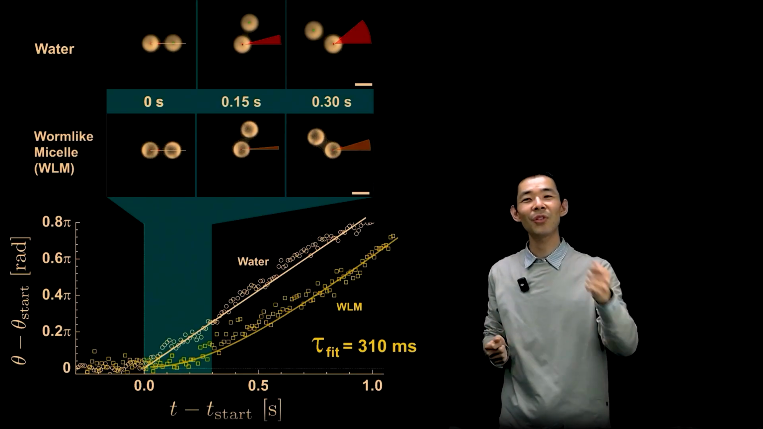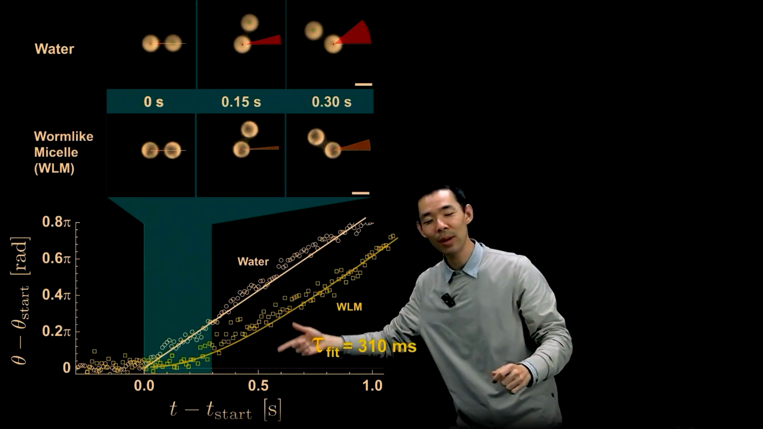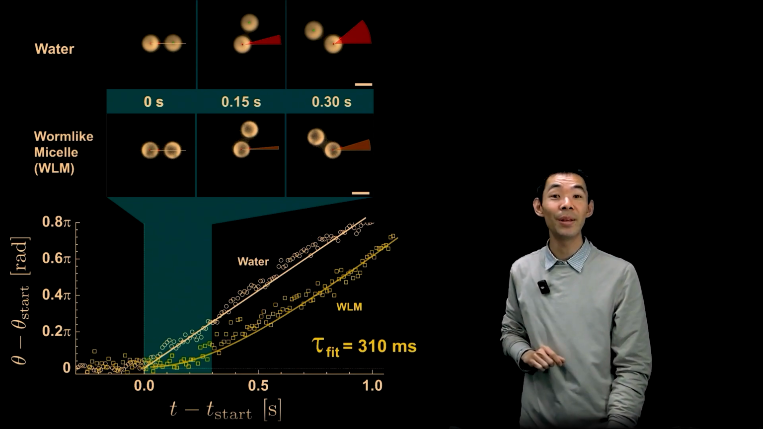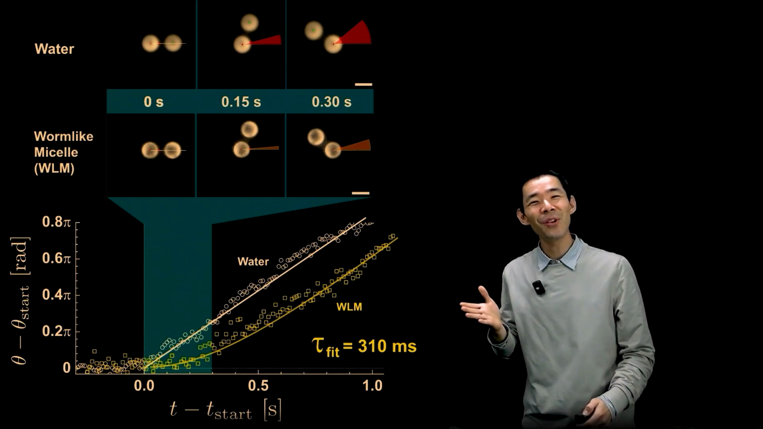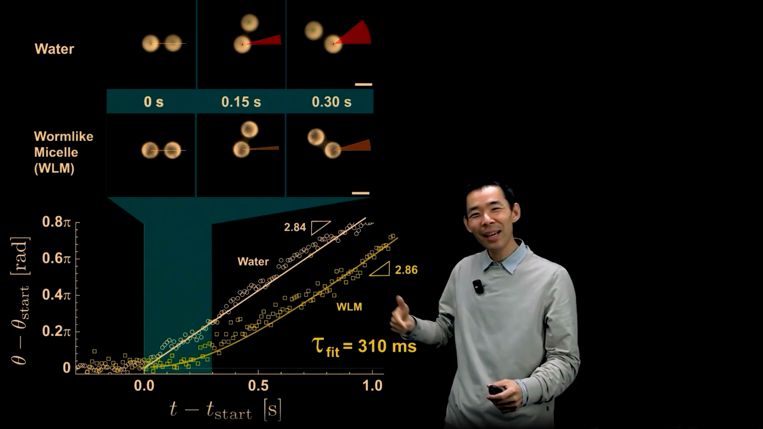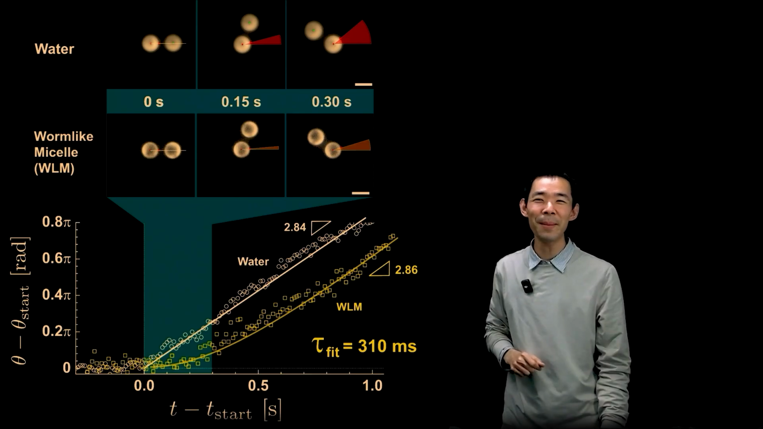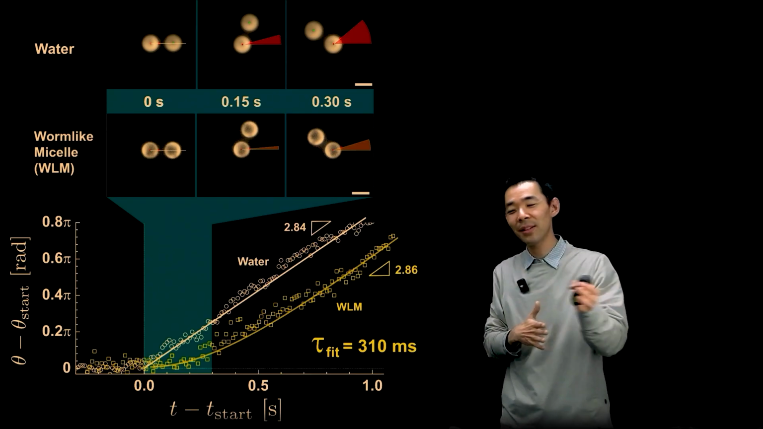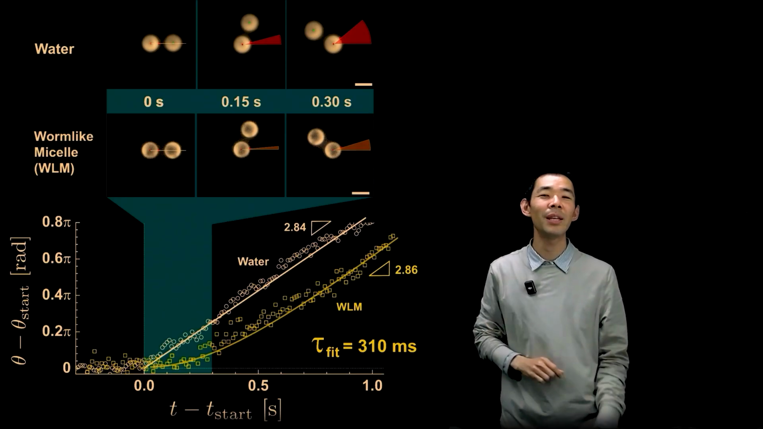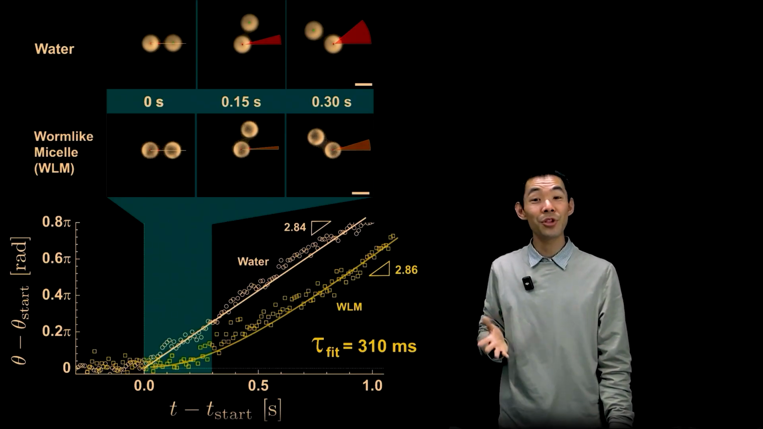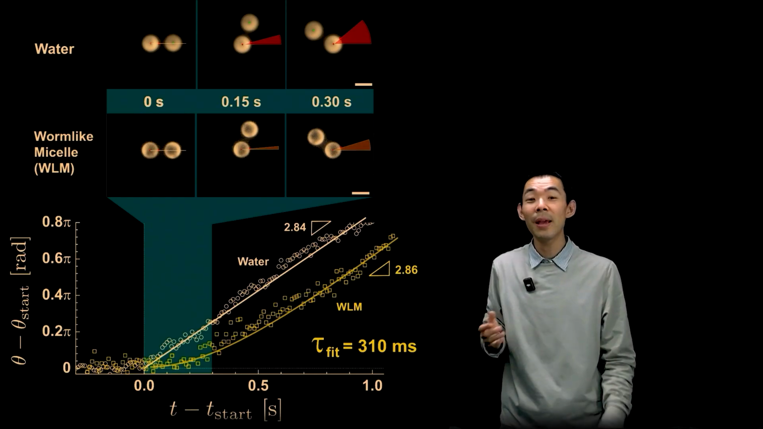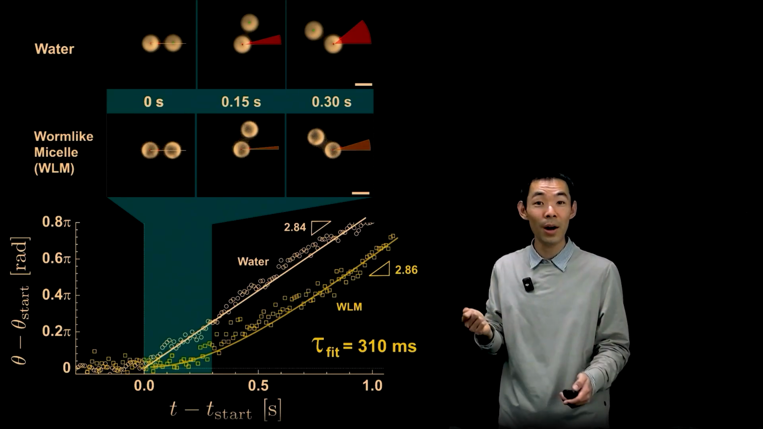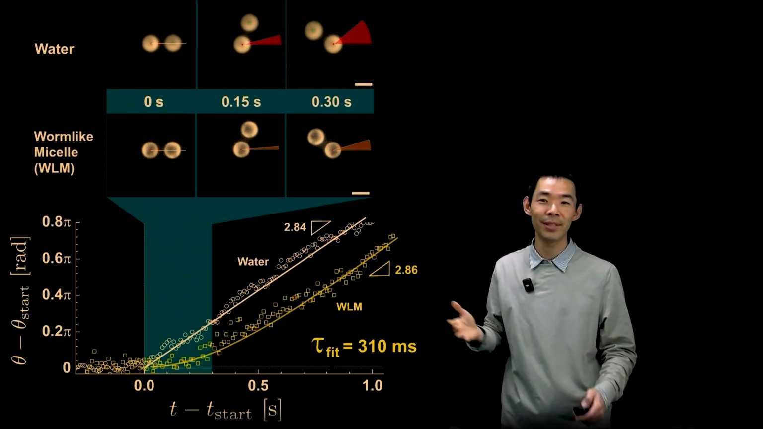And from that, we can extract a relaxation timescale, which we obtain for this particular solution to be about 310 milliseconds. Now, we can also vary the relaxation time, as I'll show you in a little bit. But at long times, we find it's the slope, which gives you the angular velocity of the center particle, is about the same between water and worm-like ice cells. In general, viscoelastic fluids could have and often do have a different steady velocity compared to water, but in this particular case, it just happens to be the same.